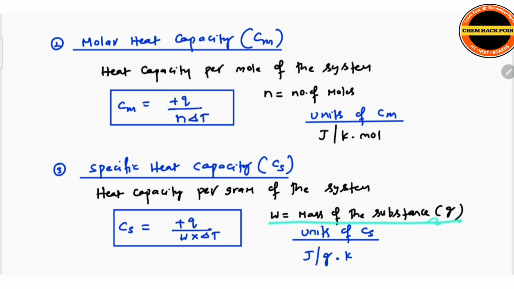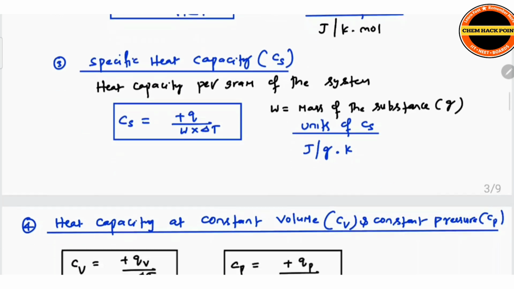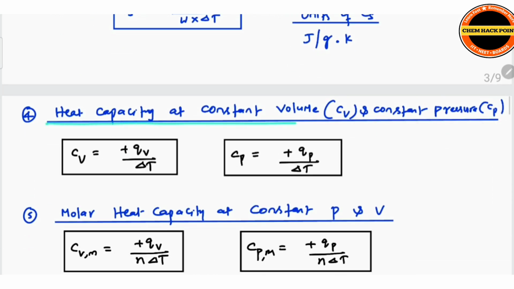Extra term W, the mass of the substance we add in grams. There we added N, here it is W. Units of specific heat capacity: joule per gram per Kelvin. Heat capacity at constant volume Cv and constant pressure Cp. If we are calculating heat capacity at constant volume, the heat should be Qv, so Qv by delta T. At constant pressure, Qp by delta T.